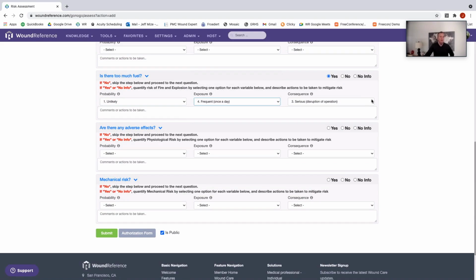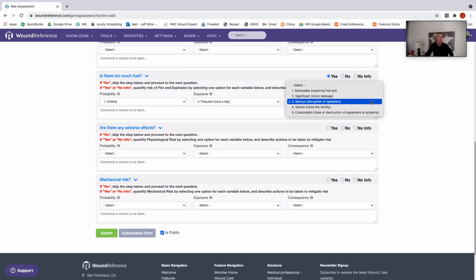What's the consequence of having this particular product in the chamber? Is it noticeable, requiring first aid; significant, causing minor damage; serious, causing disruption of operation; severe, where you have to close the facility; catastrophic, causing fatality or destruction of equipment or property? In this situation, we would say that it is serious, possibly resulting in disruption of operation.